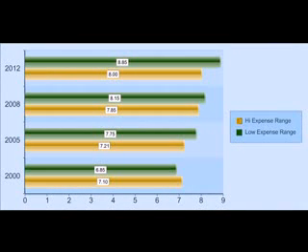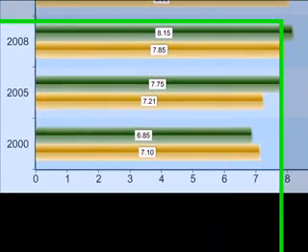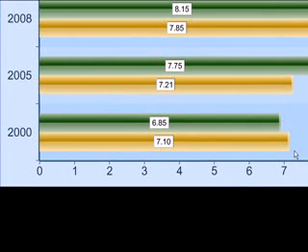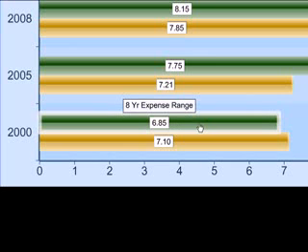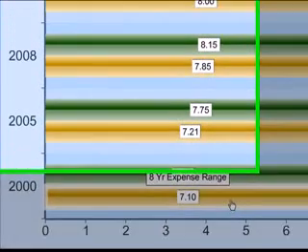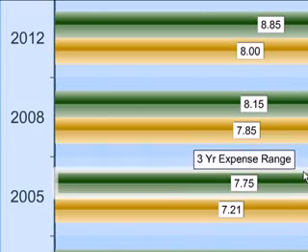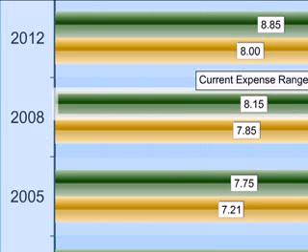Now let's take a look at the submarket expenses. We'll look at the historical expenses from the year 2000 into the forecasted expenses for the year 2012. We'll be looking at expense ranges. For example, the expense range for the year 2000 is running from $6.85 a square foot to $7.10 a square foot. However, the expense range currently is running from $7.85 a square foot to $8.15 a square foot.